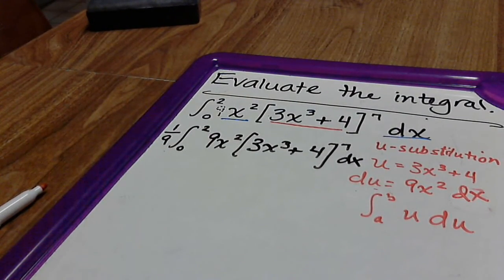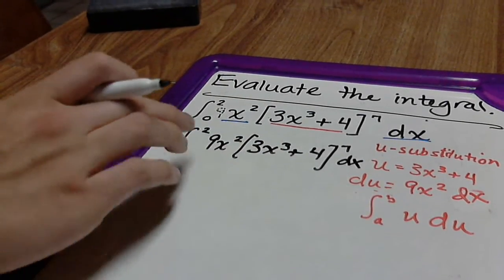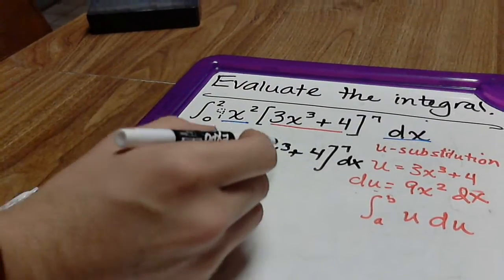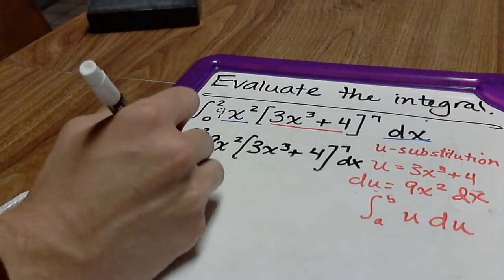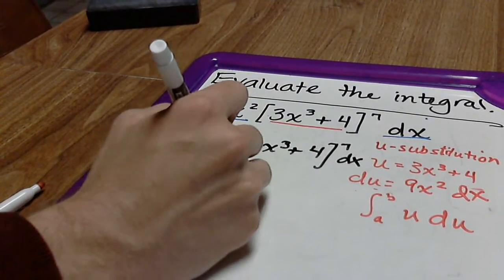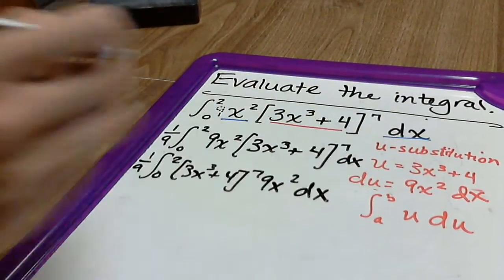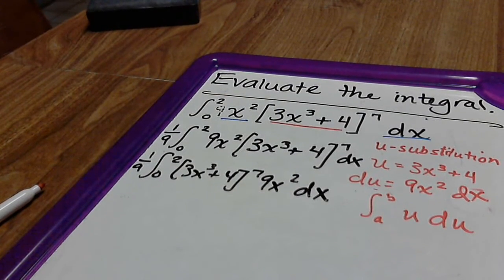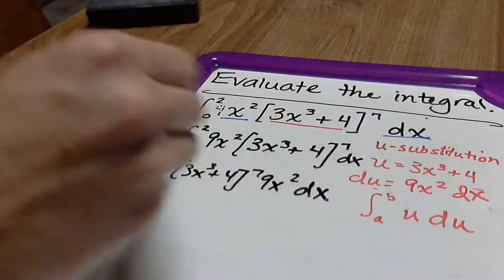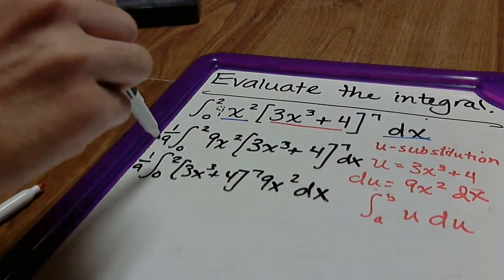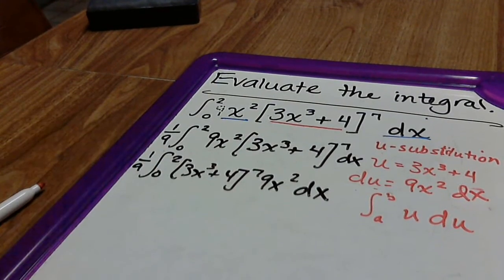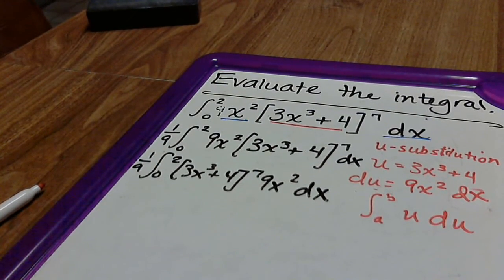So I've got my 9x squared, my dx. If I reorder my terms a little bit, then I have 3x cubed plus 4 to the 7th power times 9x squared dx. So I've got everything I need now, except one thing: I want to take my limits and put them in terms of u. Once we write this in terms of u, the 0 and the 2 don't work, because in terms of u you're working with a different function entirely.